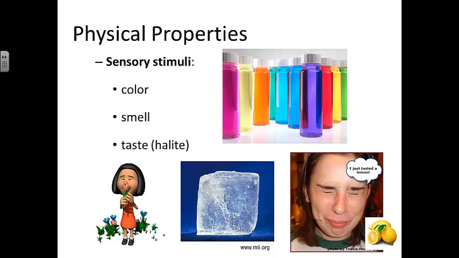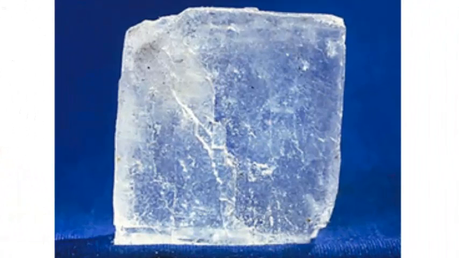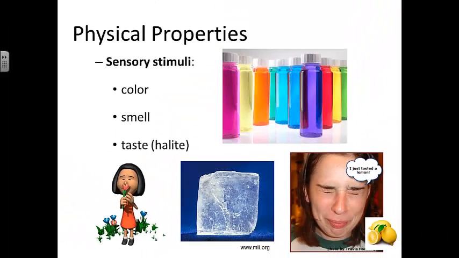There's also things that stimulate our senses. Color is an example. Color is a visual stimulus. Some things have a very strong smell or a very distinctive smell. Others may have a specific taste, like lemons. Lemons may taste very sour. Some substances taste very bitter. We don't taste things in a chem lab, but taste is a physical property of substances. In the picture in the center here, we see halite, which is salt in its mineral form. And so that particular crystal would taste salty because it is a giant salt crystal.